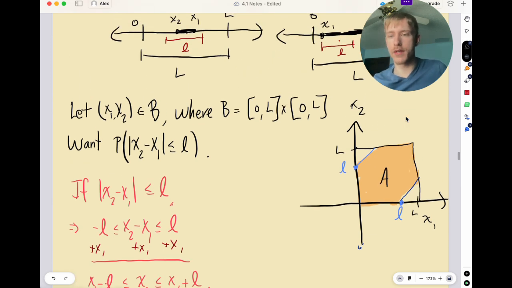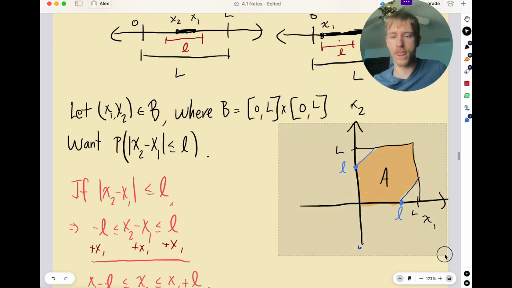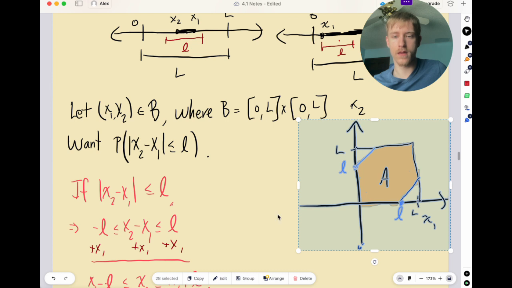And now what I'm going to do is I'm going to actually go ahead and save this because we're going to use it a couple of times.